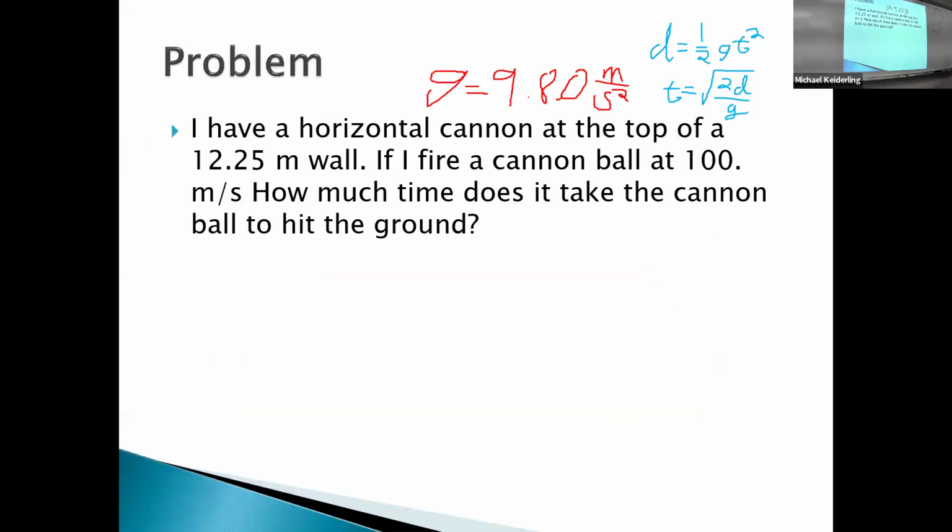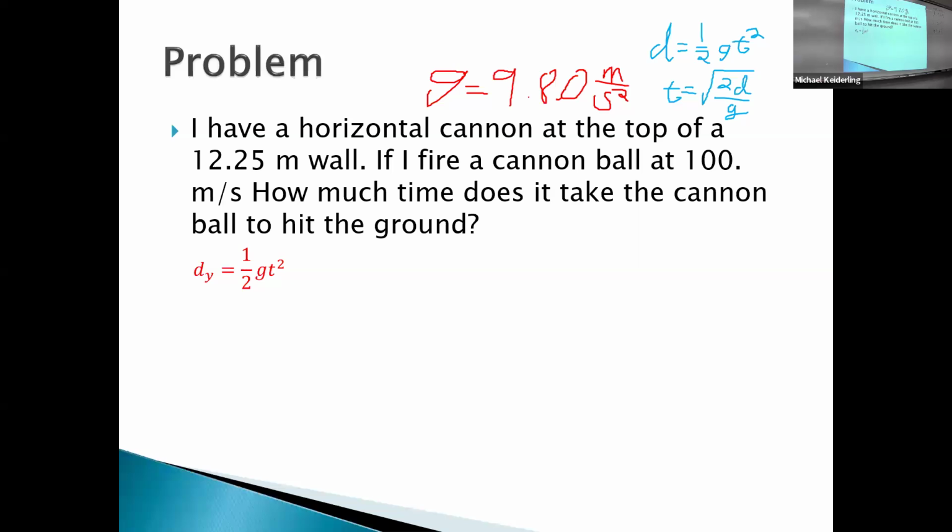So if you have a horizontal cannon on the top of a 12.25 meter wall, and you want to figure out how far your cannonball goes when you fire it at 100 meters per second, well, the first question you have to ask is how much time does it take for the cannonball to hit the ground? And this we can figure out just by how long it would take for a dropped object to fall 12.25 meters.